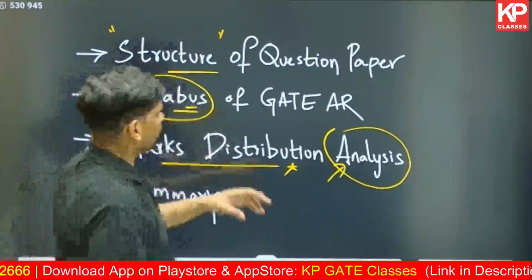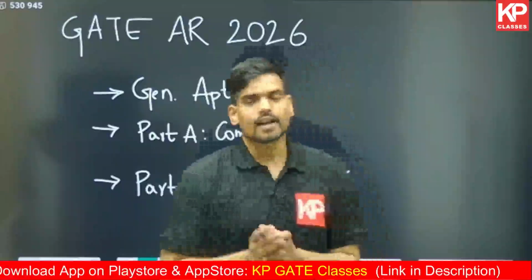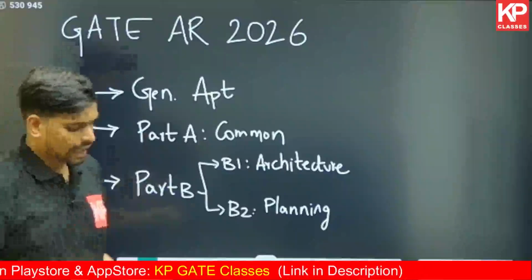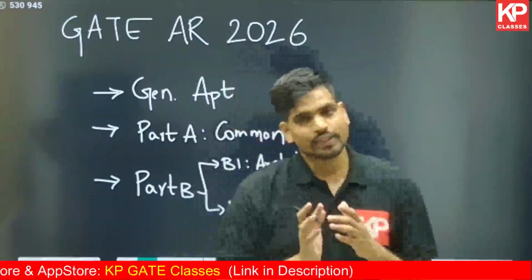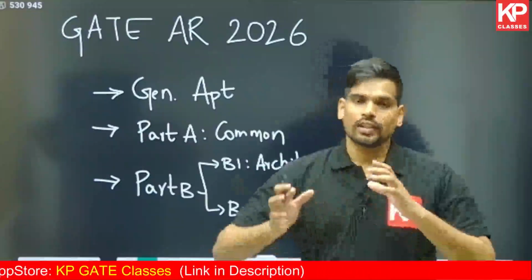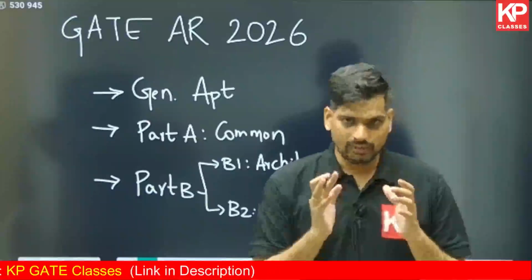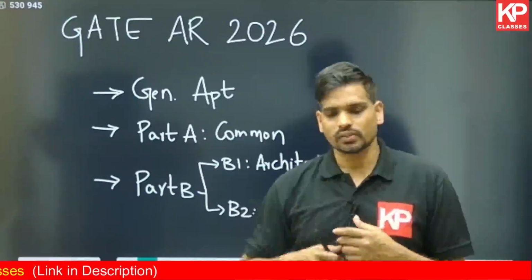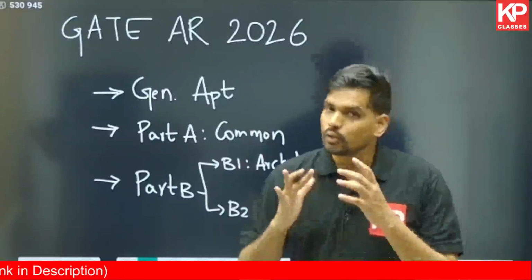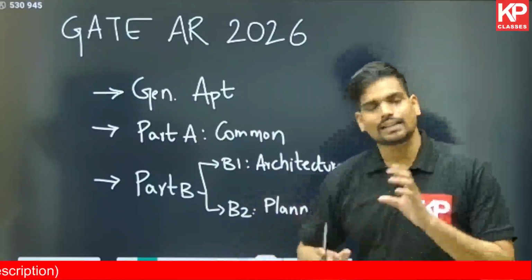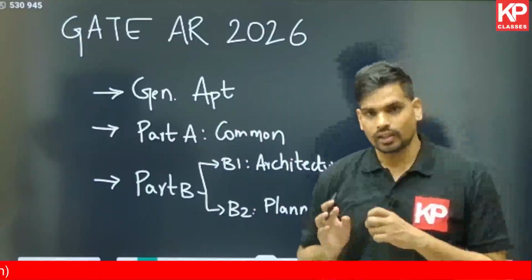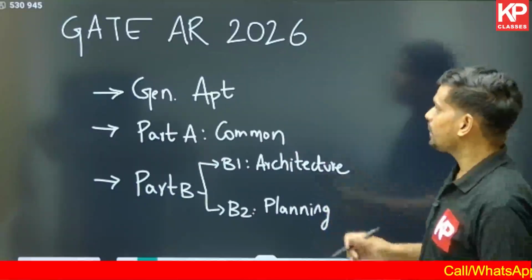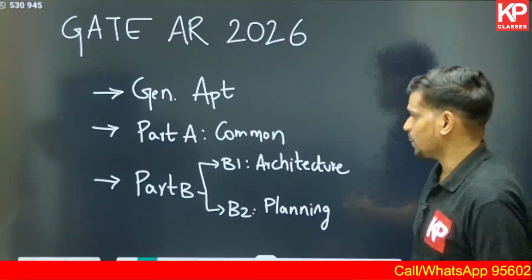Let me take you to the first point, that is understanding the structure of the question paper. The exam pattern of GATE Architecture and Planning was updated in the year 2022. The official new syllabus was released in 2021. For GATE 2021 Architecture and Planning, a new syllabus was introduced, and then for GATE 2022, a new pattern of the paper was released, and that pattern is still being followed till 2025. It is expected to be followed for the upcoming GATE 2026 examination as well.